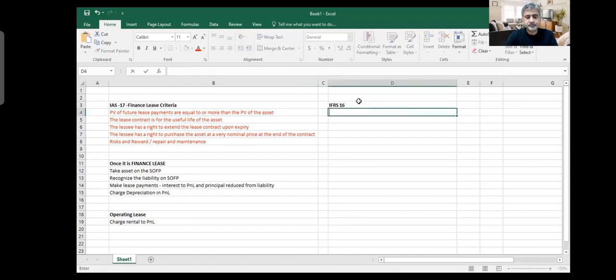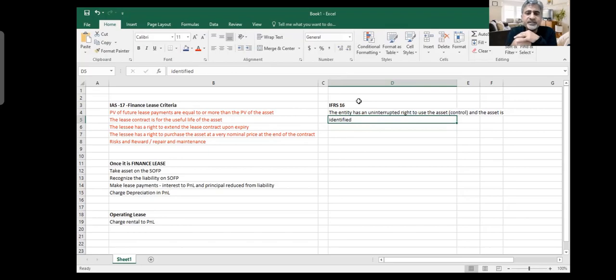What I'm talking about is that the entity has an uninterrupted right to use the asset. Now, I'm not using the language of the standard. I'm just using casual language, but the message will be conveyed. The entity has an uninterrupted right to use the asset, which means that you have control, and the asset is identified. These are the two main focus points.